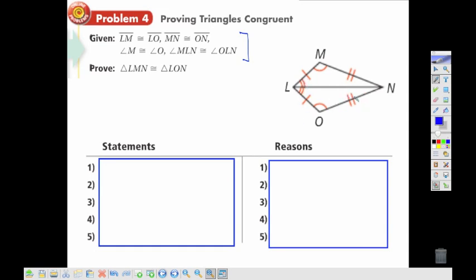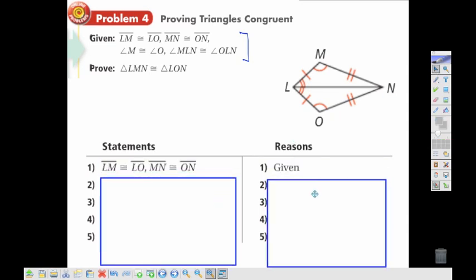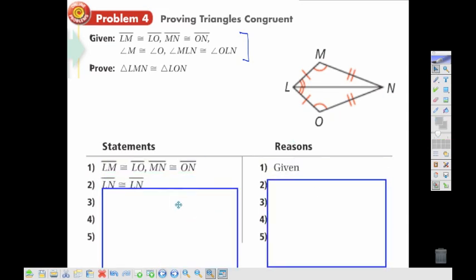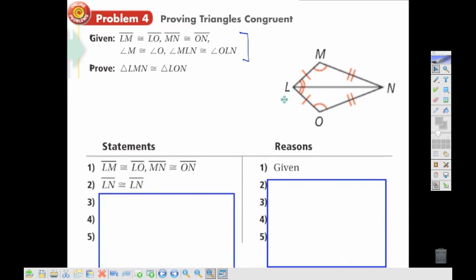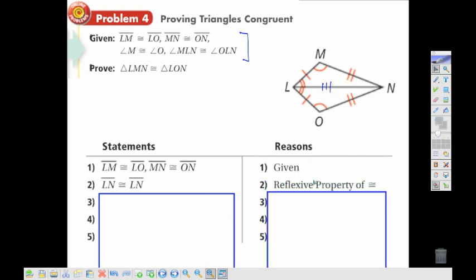So what we need to show these two figures are congruent, we need to match all 6 parts here. 3 sides, 3 angles, but we only have 2 sides and 2 angles. So first let's go ahead and list our given information. Then the next part is to notice that the side LN is actually congruent to itself. This is the same side, and that's the use of the reflexive property.